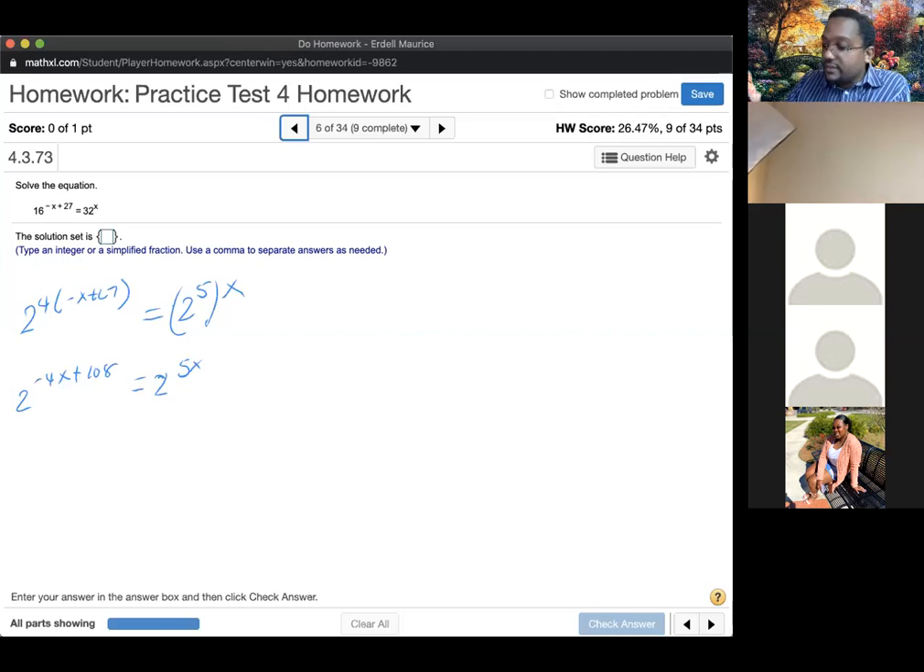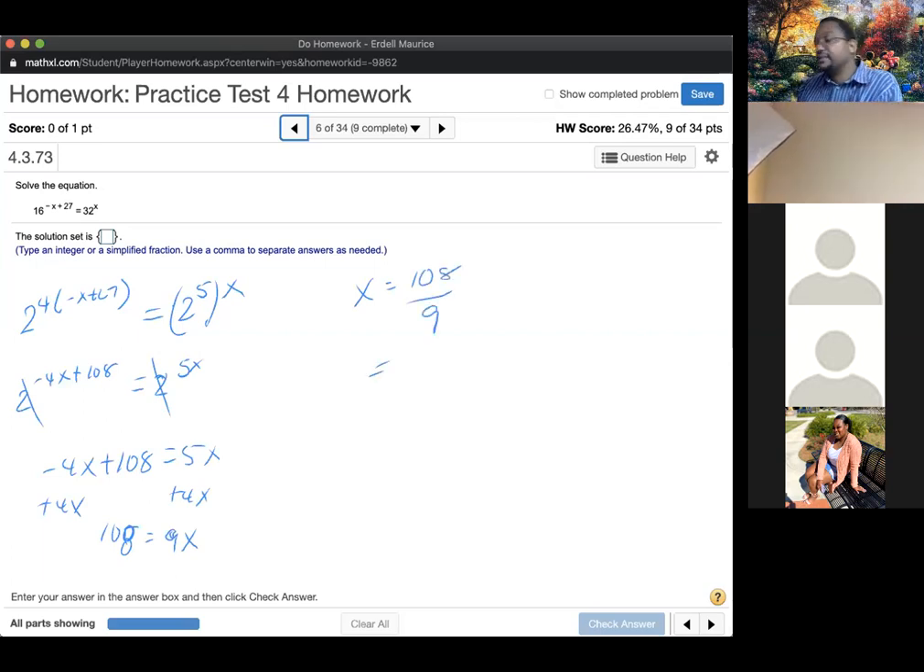You cancel out the 2's. So negative 4x plus 108 is equal to 5x. Add 4x to both sides. 108 is equal to 9x. Therefore, x is equal to 108 divided by 9. And that is a nice, neat number. That's 12.